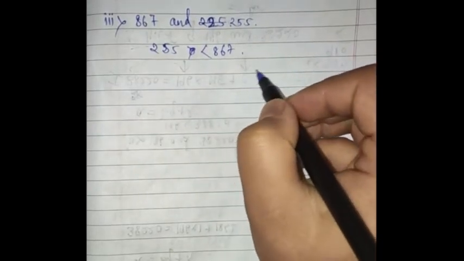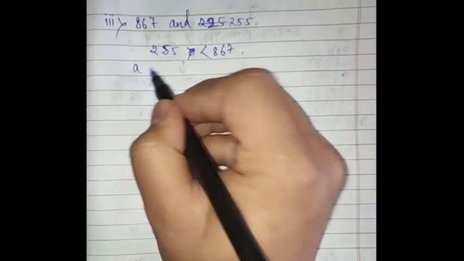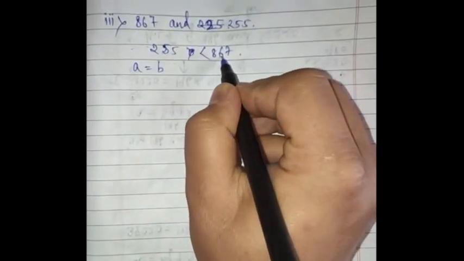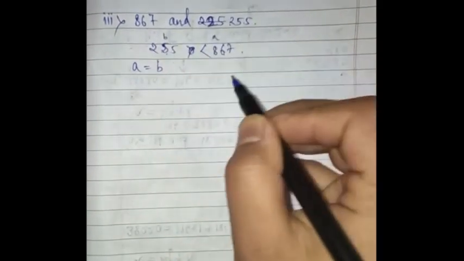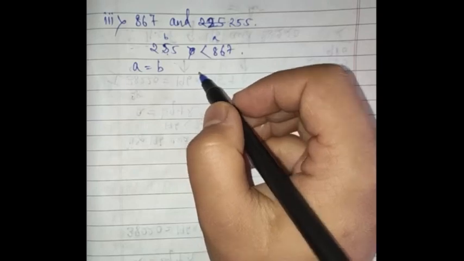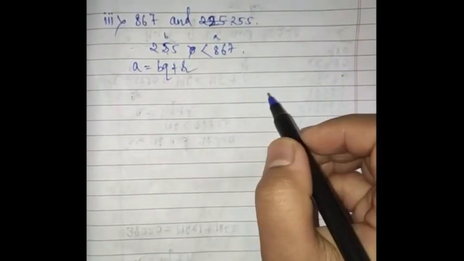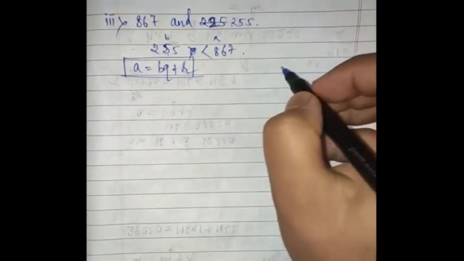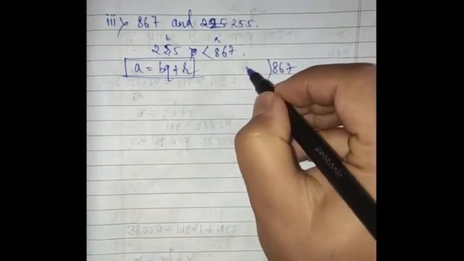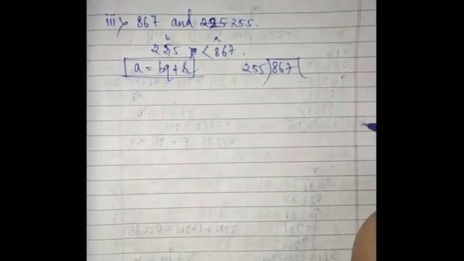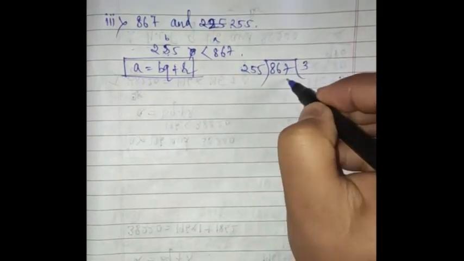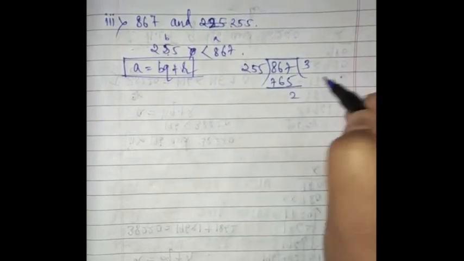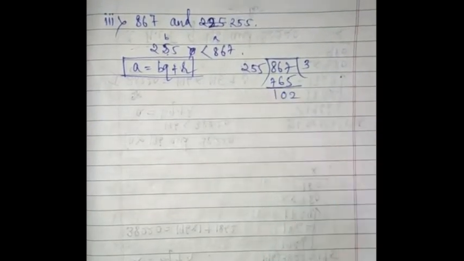Alright, so if such is the condition, then if you have two positive integers A and B, suppose this is our A and this is our B, then there exists unique integers Q and R which satisfy the equation A equals BQ plus R. Alright, so 867 became our dividend and 255 became our divisor. So 255 into 3 is possible. 3 fives are 15, 1, 7. Alright, so 7 minus 5 is 2, 6 minus 6 is 0, 8 minus 7 is 1.